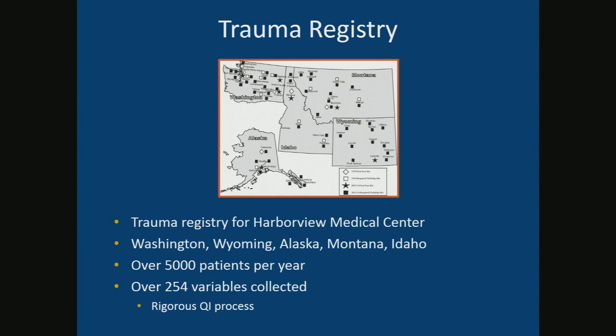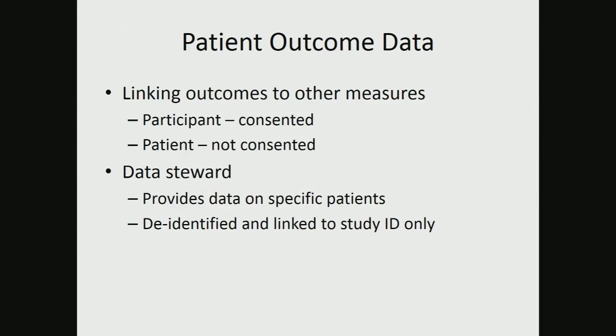And so we have this as a resource, but we had to be able to link the data from that, without including the patient, to the team leader that we trained. And so we did that right. Our team leaders consented, but the patient isn't. And so we have someone who's not part of our research team, who I've never met, who is a data steward for us, who essentially gets this data. So when it comes to us, it's de-identified, and then is linked to our study ID so that we can link across all of our measures.